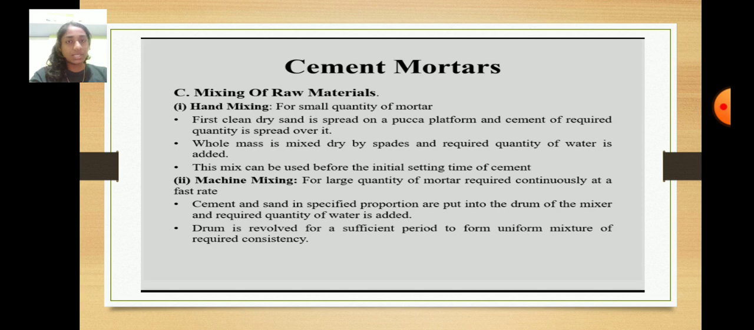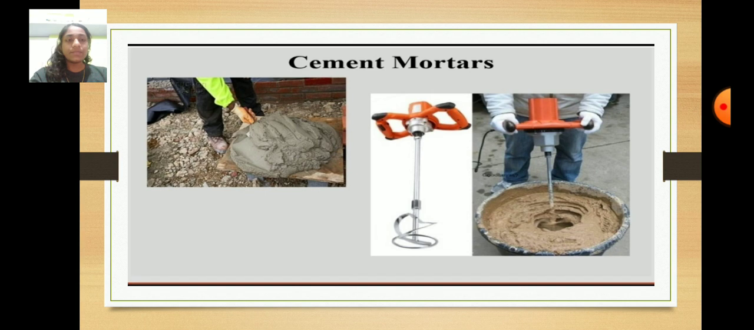Next is the machine mixing. For large quantity of mortar required continuously at a fast rate, cement and sand in specified proportion are put into the drum of the mixer and required quantity of water is added. Drum is revolved for a sufficient period to form uniform mixture of required consistency. The first picture is hand mixing and the second picture is machine mixing.